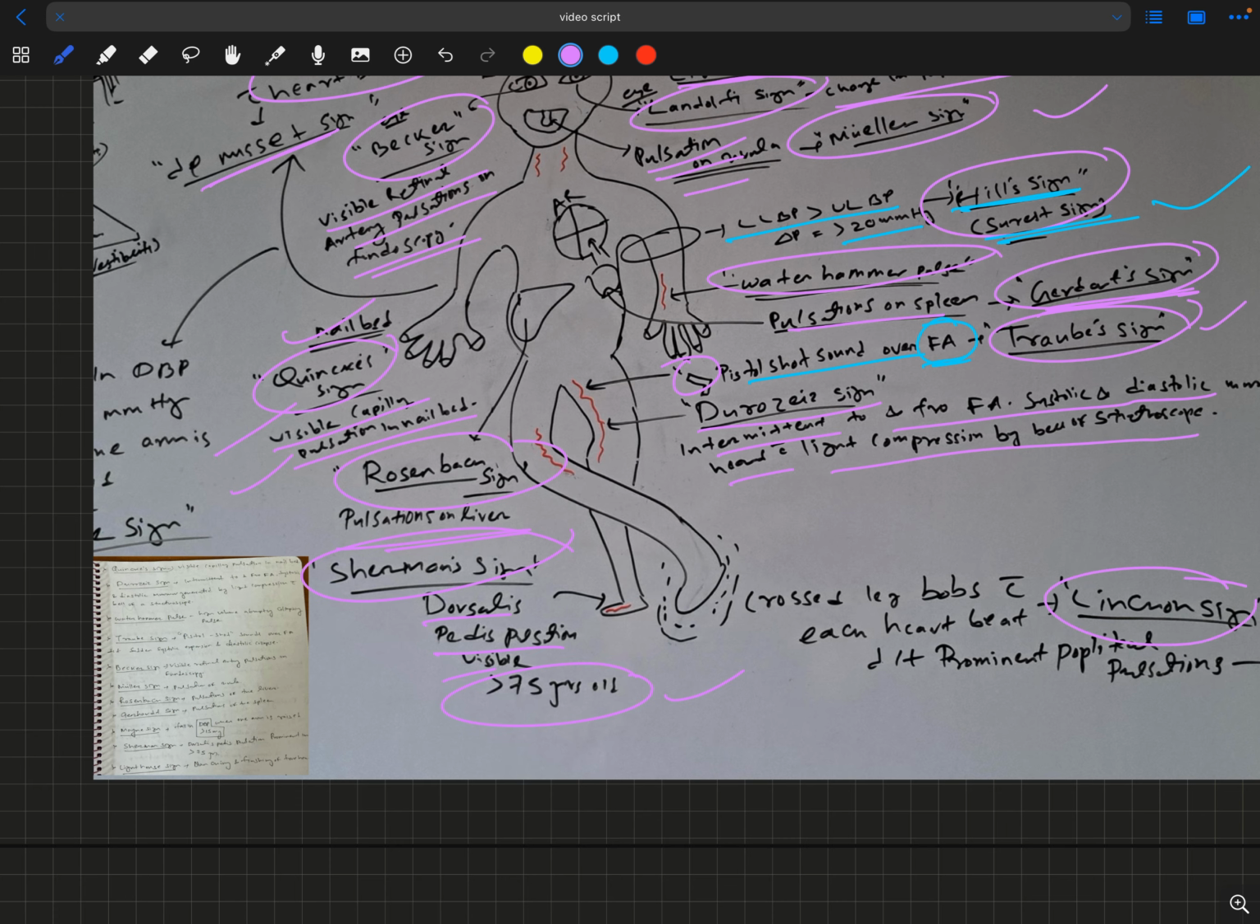Another thing is called Lincoln sign. Lincoln sign means the crossed leg bobs with each heartbeat. It is due to prominent popliteal pulsation. The crossed leg bobs with each heartbeat due to prominent popliteal pulsations. It is called Lincoln sign.